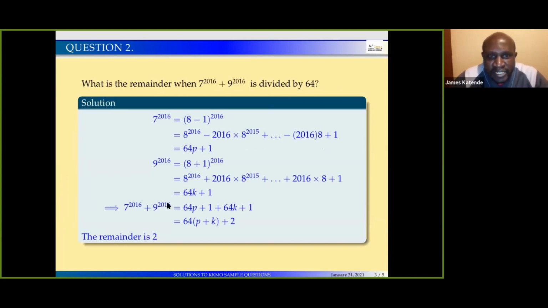So we move to the next question. So this question asks, what is the remainder when 7 raised to 2016 plus 9 raised to 2016 is divided by 64?